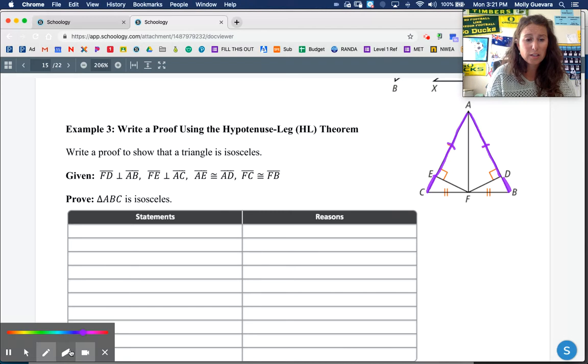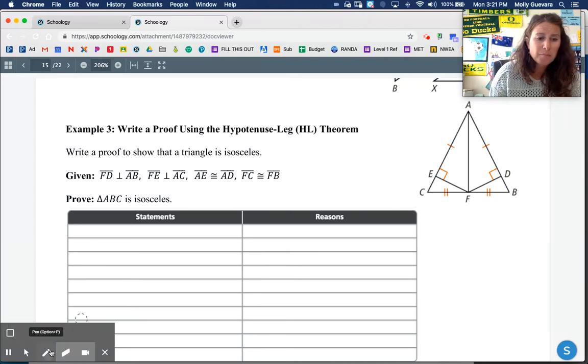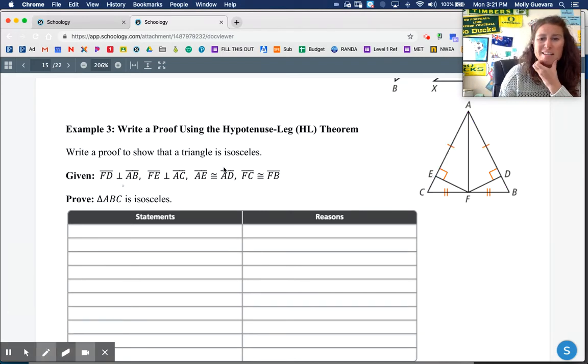So let's look at what we're given. I'm given that FD, F to D is perpendicular to AB. So FD is perpendicular to AB.